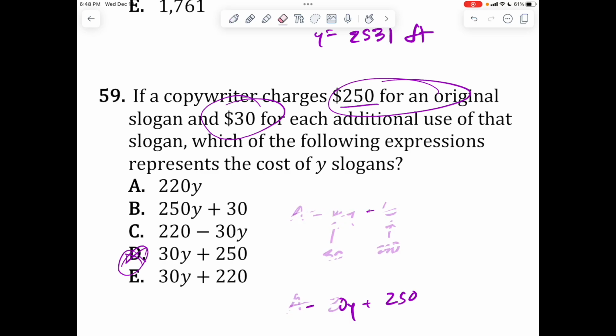Because this 250 value here is the value for one item, for an original slogan. It's not the value for 0 slogans. And in the Y equals MX plus B form, this B value is supposed to be the value when you have 0 input, i.e., what would be the cost if you had 0 slogans? Now, obviously, that would be 0.